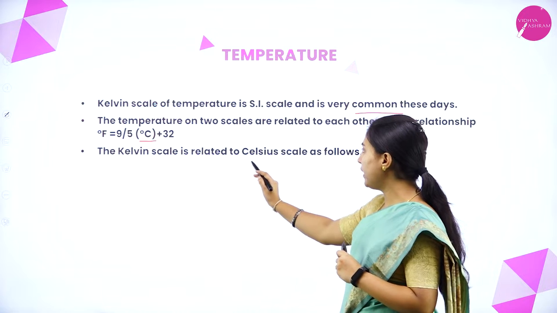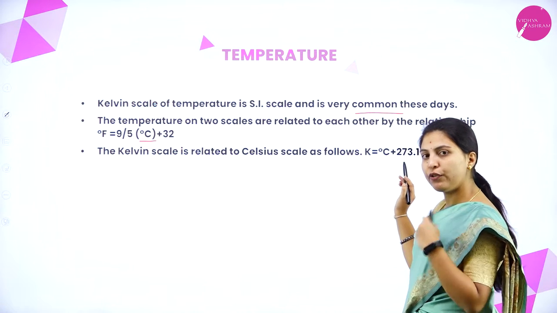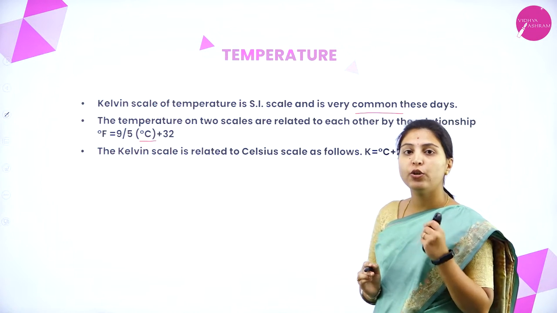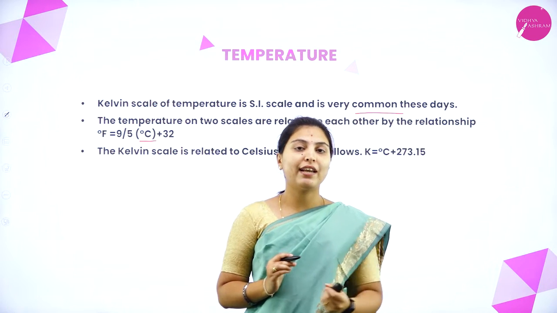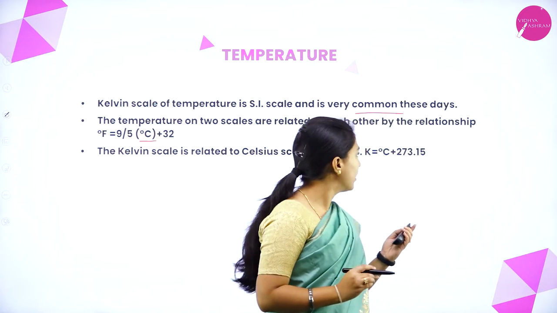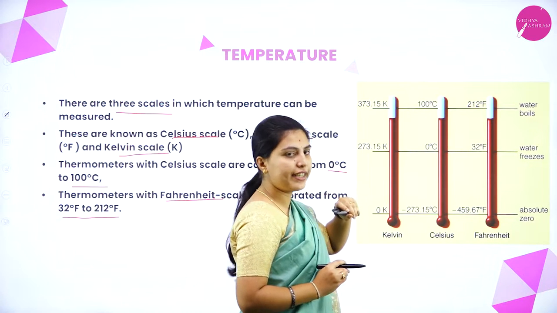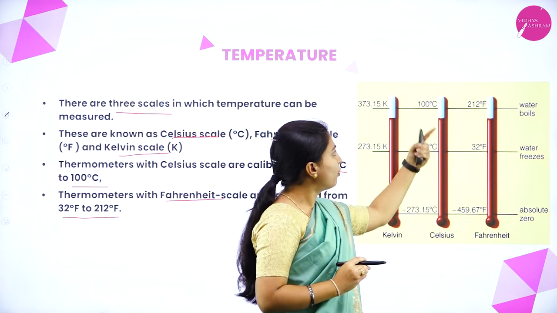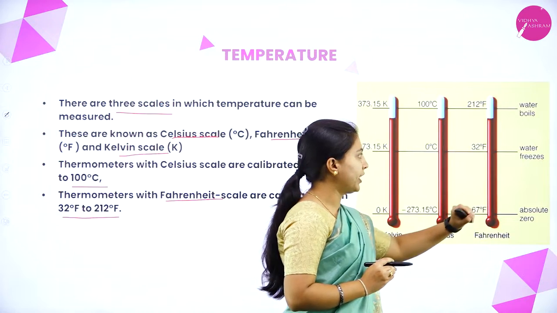The Kelvin scale is related to the Celsius scale as follows. If they have given in Celsius scale and you want to convert it to Kelvin, you should add degree Celsius plus 273.15, and that time you will get how much Kelvin of the temperature is present. Once again, see, this is the Kelvin scale, 273 to 373 range is present. This is Celsius, 0 to 100 degree. This is Fahrenheit, 32 to 212 degree Fahrenheit. These are the absolute zero range.